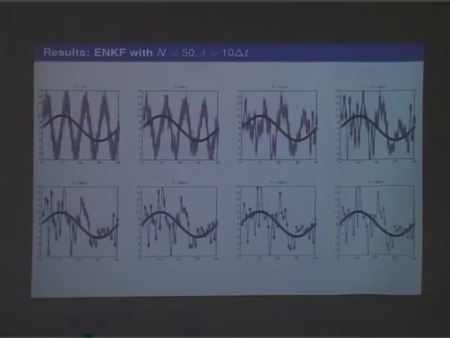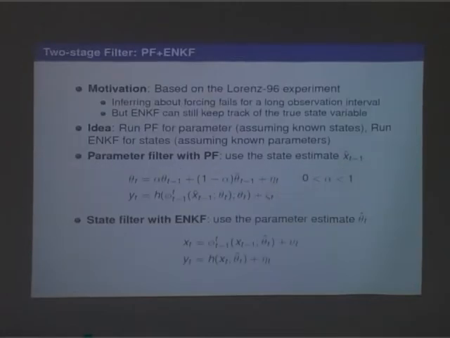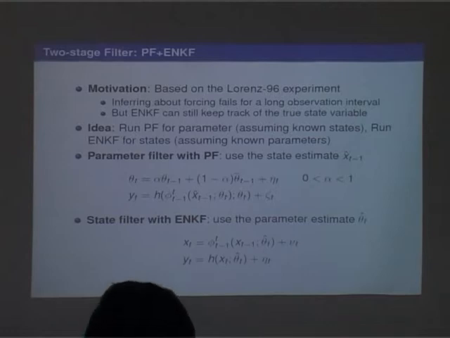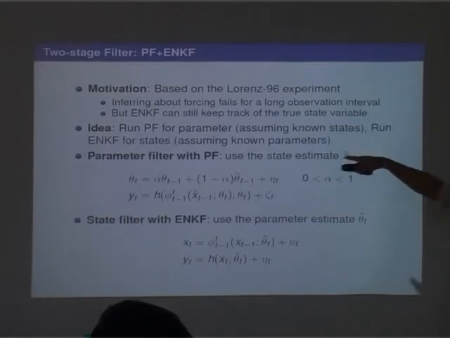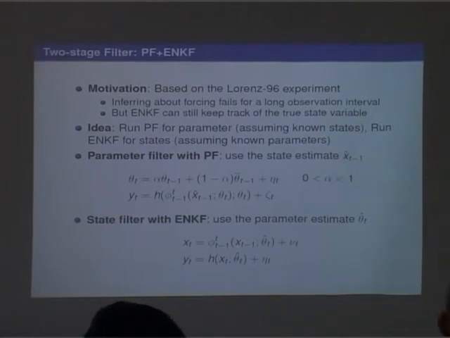Given that this augmented technique does not work, Chris and I were thinking we should do something about it, and we came up with this idea of two-state filters. The motivation is based on the previous example: inferring the forcing failed for a long observation interval. But if I look at the result on the state, the EnKF can still keep track of the state very well, even if the inference from the state to the parameter is not correct.